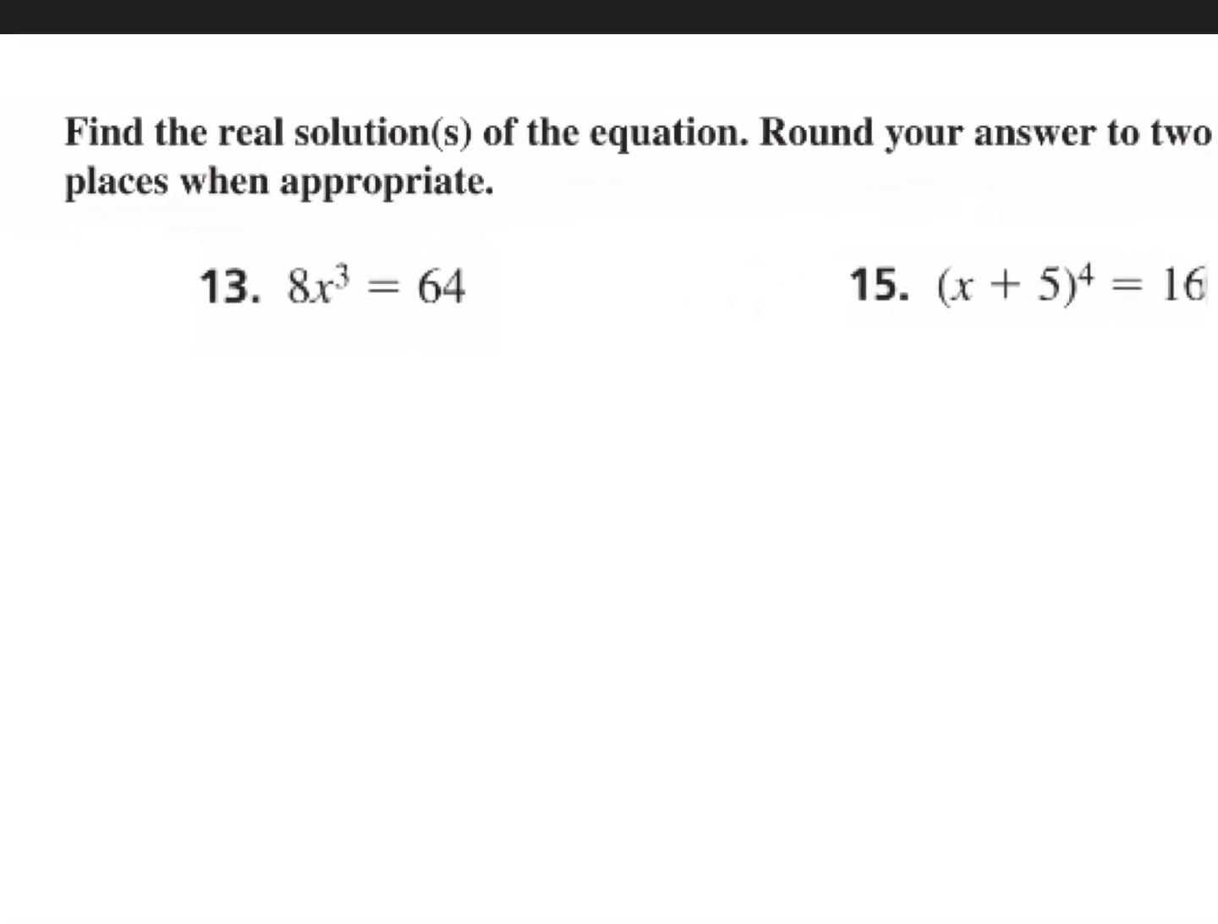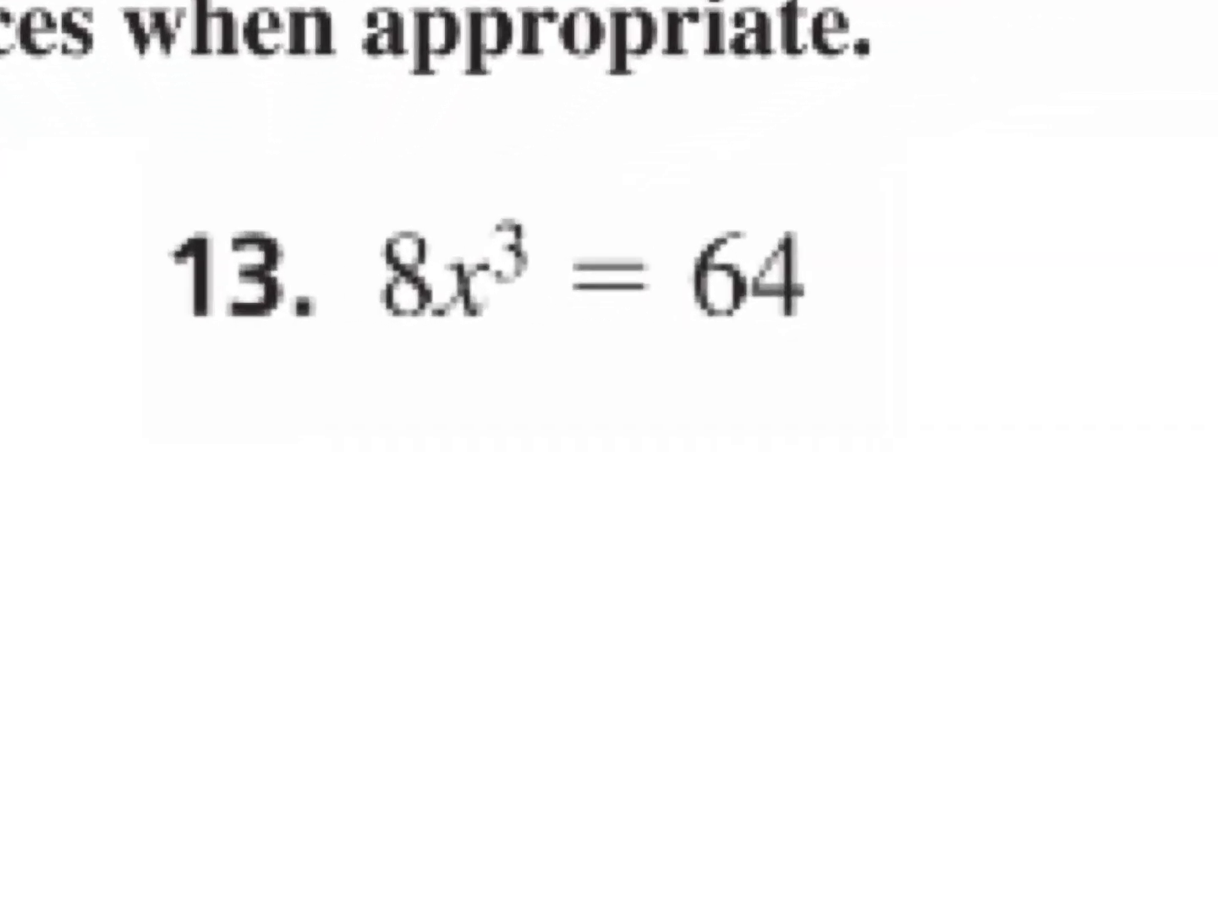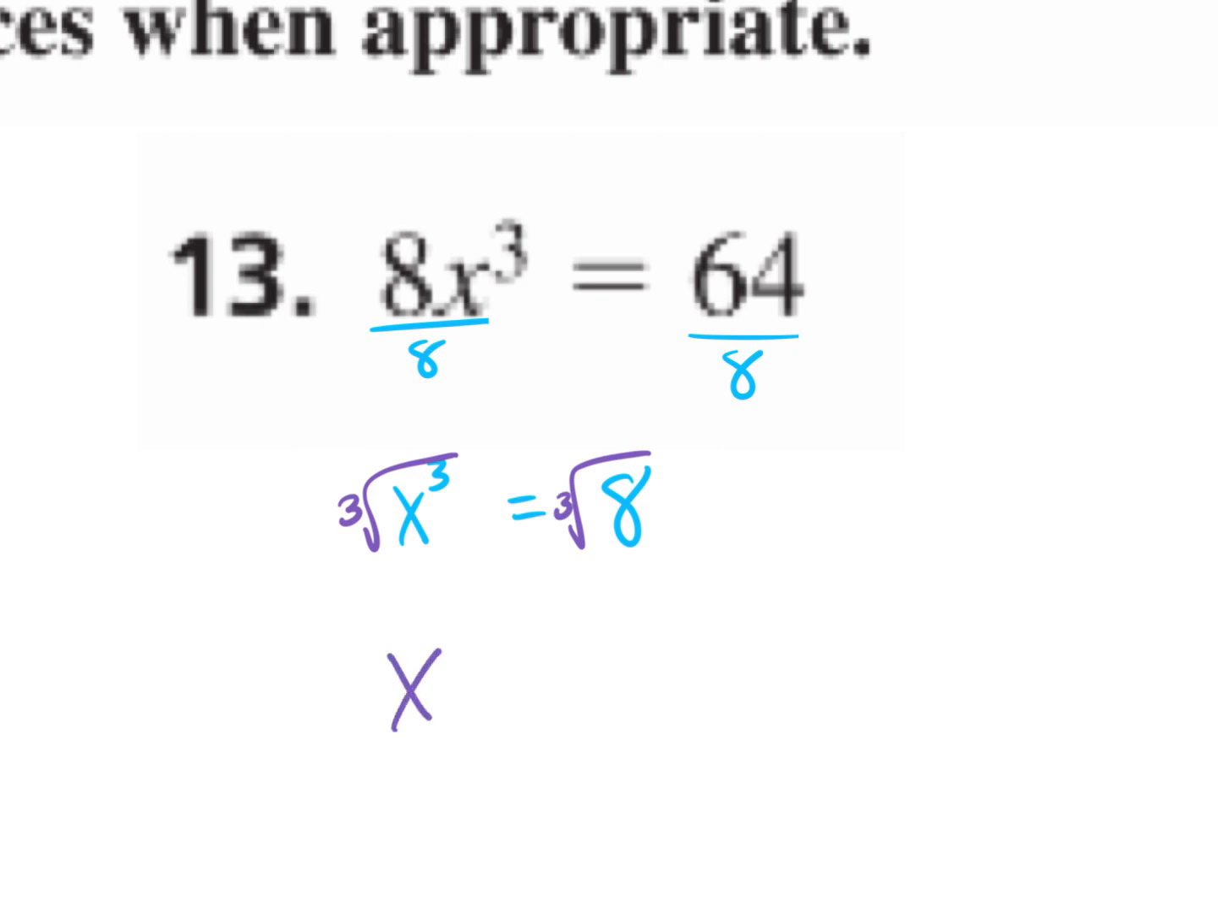So let's look at 13. What do I have to do first for 13? Divide by 8. So x to the third power is equal to, what is 64 divided by 8? 8. Now how do I get rid of that exponent? I take the cubed root, perfect. Do I need a plus or minus when it's the cubed root? No, because it's odd.